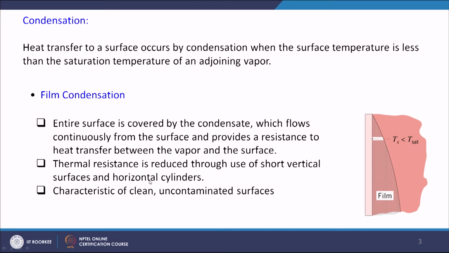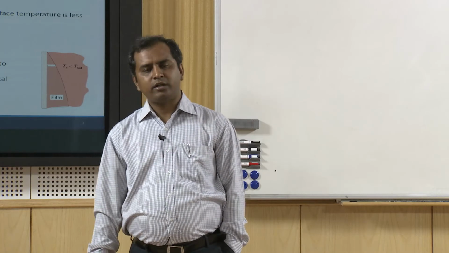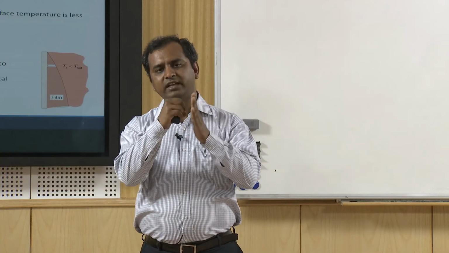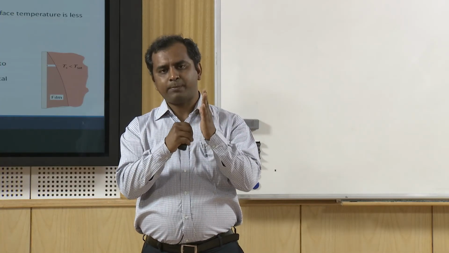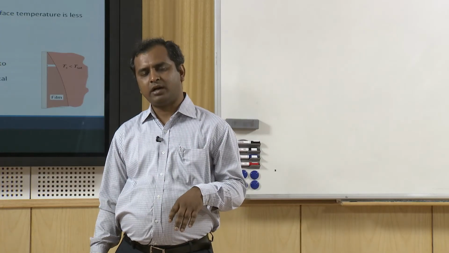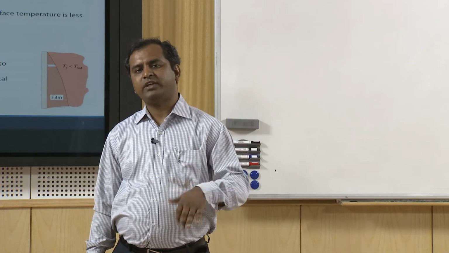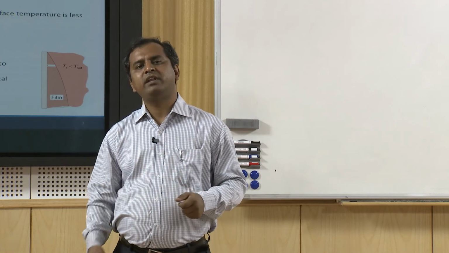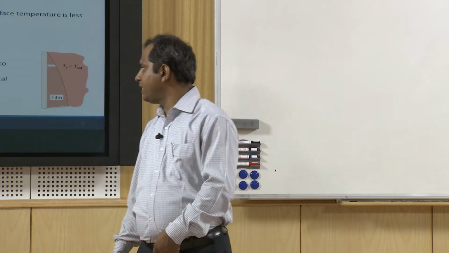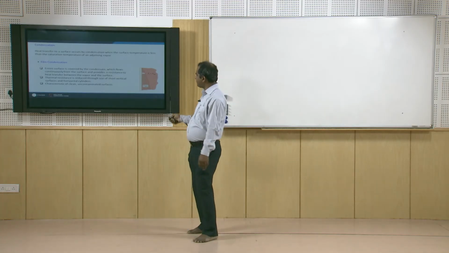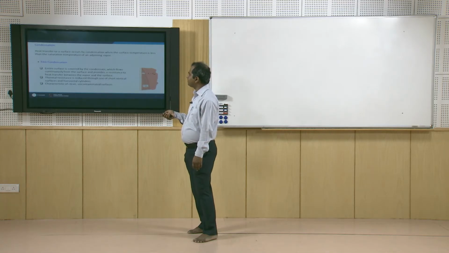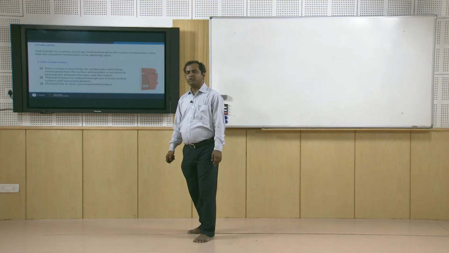If you want to remove this film, what we need to do on the surface is give some sort of horizontal cylinders as appendages, so that the film will break down, and you can once again go back to your dropwise condensation mode where vapor can come into direct contact with your surface. And this type of film condensation you can see on surfaces that are clean and have no contamination.